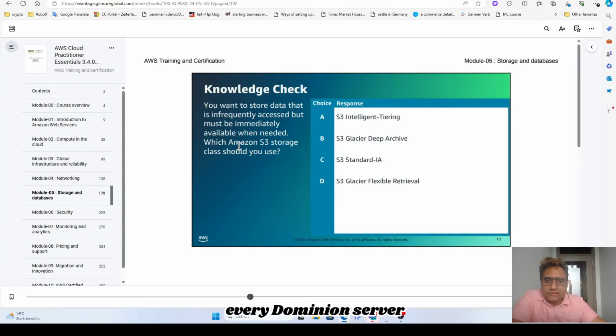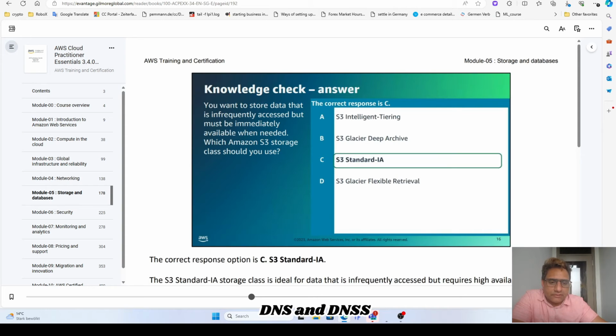Here you want to access data that is infrequently accessed but must be immediately available when needed. Yeah, definitely. With flexible retrieval that doesn't work, deep archive doesn't work, S3 Standard could be the option, right? Because you need it instantly, right?